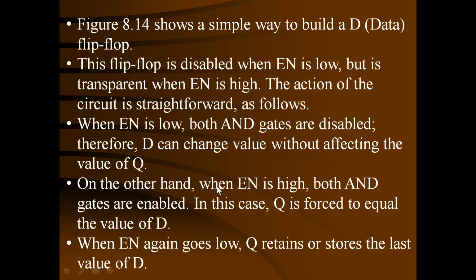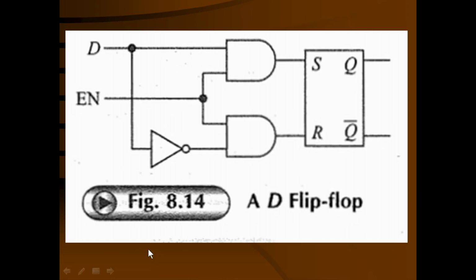On the other hand, when enable is high, both the AND gates are enabled. In this case, Q is forced to equal the value of D. When enable again goes low, Q retains or stores the last value of D. Now we'll see the circuitry here.